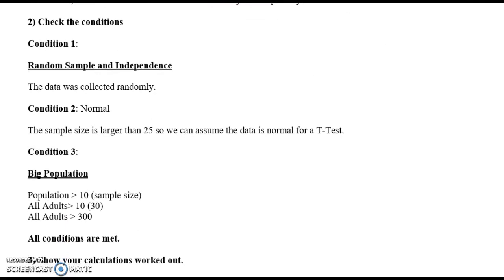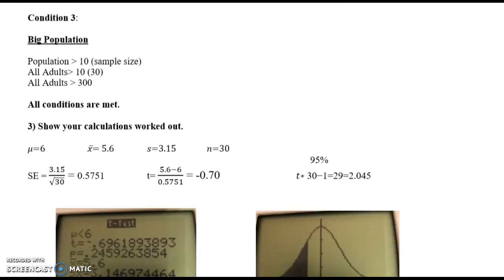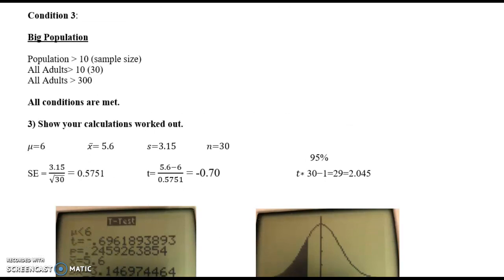Condition 1, random sample independence. The data was collected randomly. Condition 2, normal. The sample size is larger than 25, so we can assume the data is normal for a t-test. Condition 3, big population. Population is all adults. We're going to multiply our sample size, which is 30, by 10, equals 300. And all adults is larger than 300. So all our conditions are met.